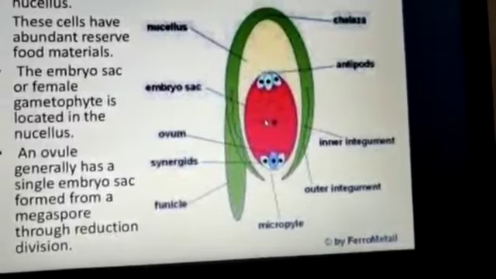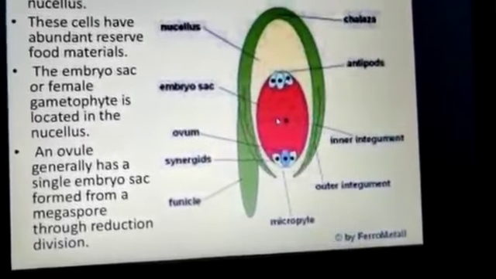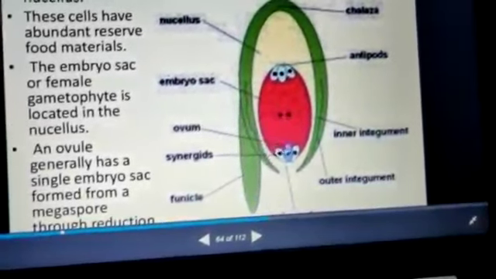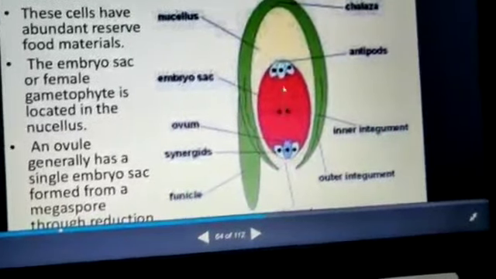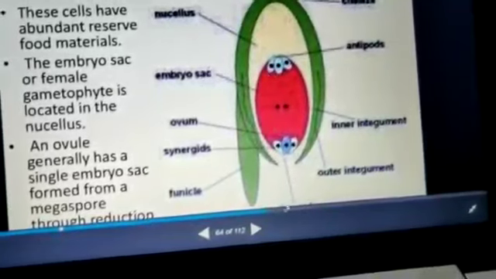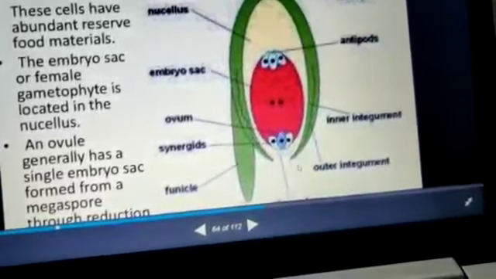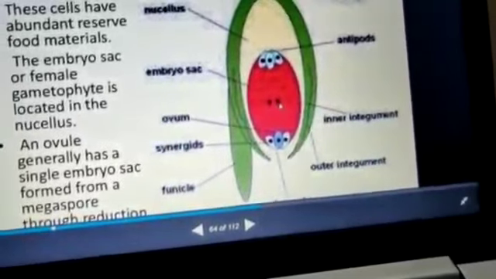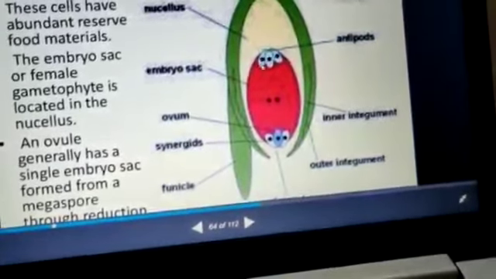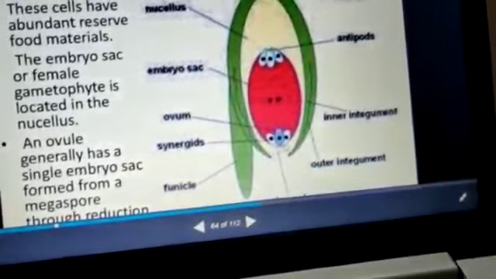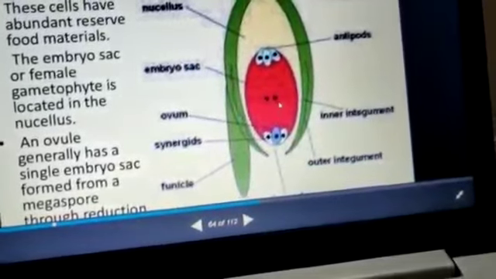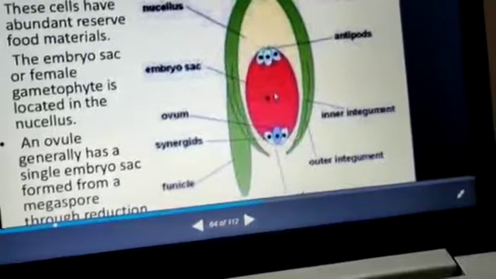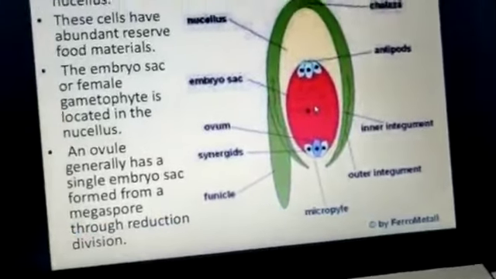You have to explain. So 1, 2, 3, 4, 5, 6, 7, 8. 8 nuclei: 3 upper side, 3 lower side, 3 and 3 make 6, and 2 nuclei in center. So how many? 8 nucleated but 7 celled. This is a single cell, 3 cells, 3 cells make 6, and this is bounded by a single membrane. That's why it is considered as a single cell. So 7 celled and 8 nucleated.